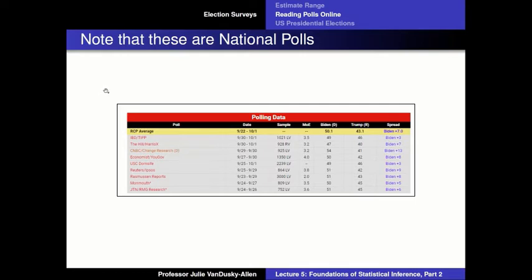presidential election. The first column tells you the name of the poll. The second column tells you when the poll was taken. The third column tells you what the sample is composed of. Then you have the margin of error and the vote percentages for each candidate. And the spread just tells you the difference between the vote percentages for each candidate.